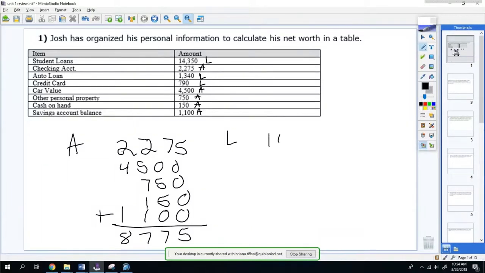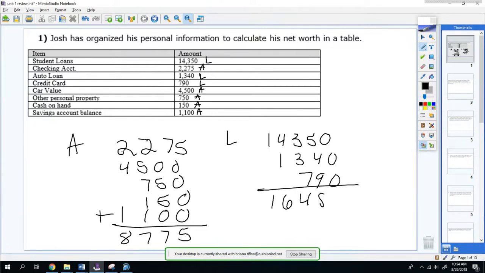So now we're going to do our L's, our liabilities. My first one's 14,350. My next one is 1,340. And my final one is 790. So when you add them all up, you get $16,480. So my liabilities are bigger than my assets.